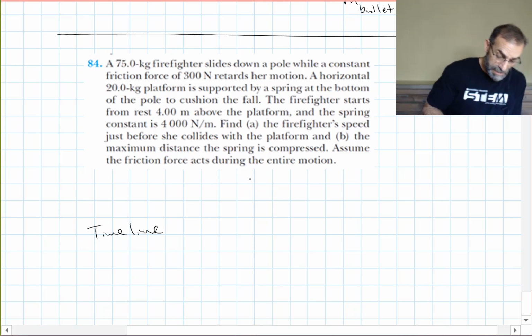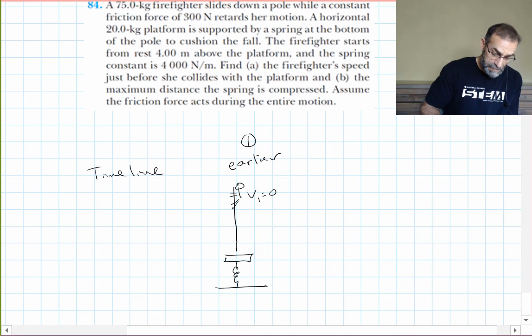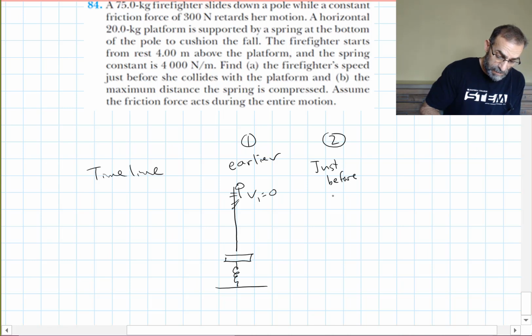Okay, yeah, so our timeline is we have a firefighter up here. That's a firefighter, and at rest, right? This is earlier. I'll call that time 1. And then we've got this platform here on a spring. Then time 2 is just before collision.